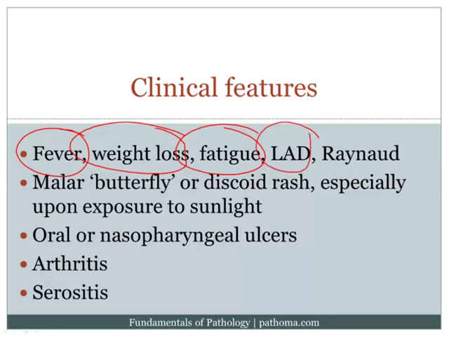Similarly, they're going to have lymphadenopathy, where there'll be expansion of the lymph nodes and the lymph nodes will become big. And the reason the lymph nodes become big is, again, you've got activation of the immune system. So all of these findings are nonspecific, although they're very common in patients with lupus.